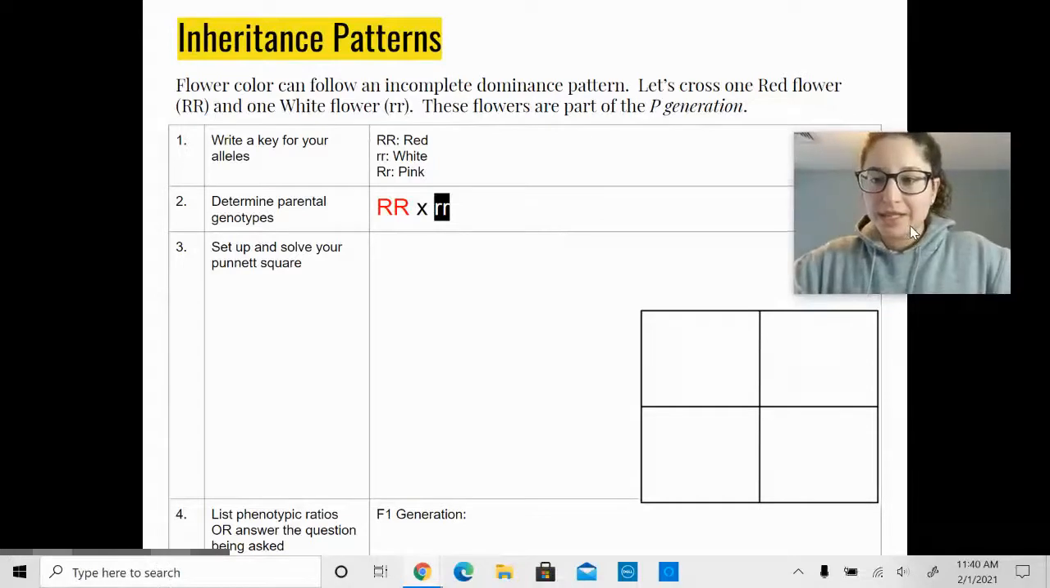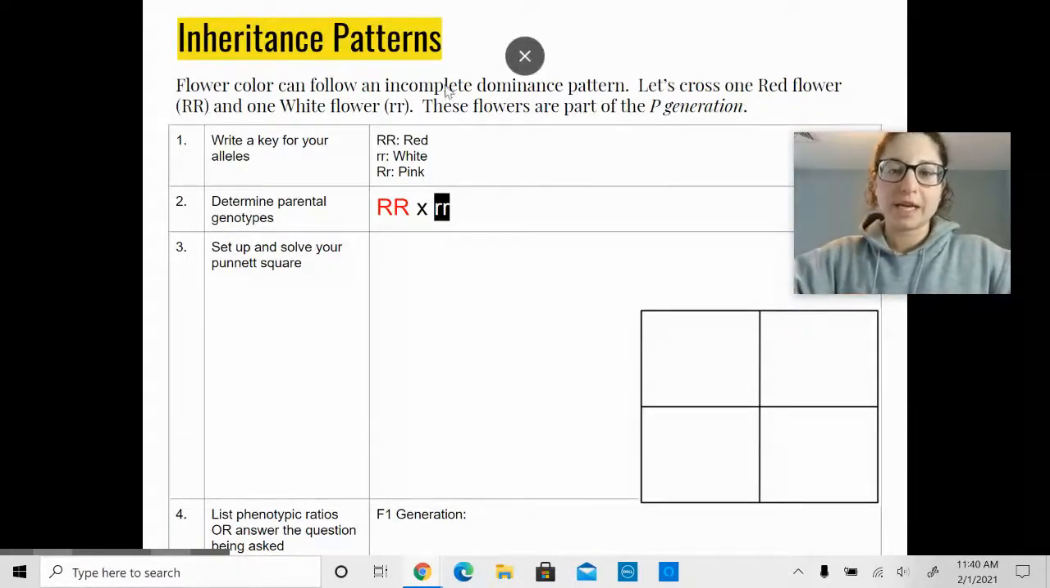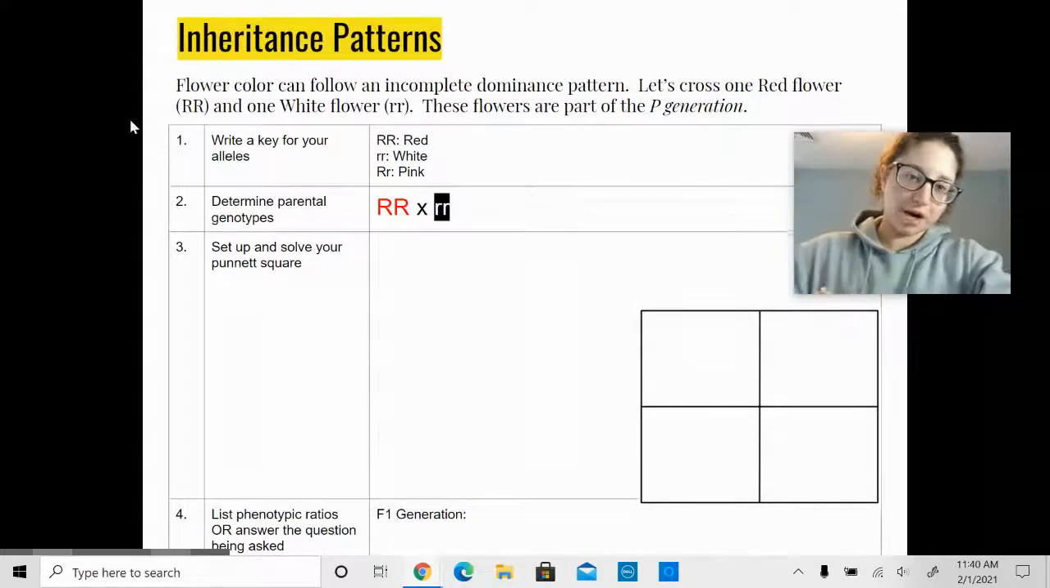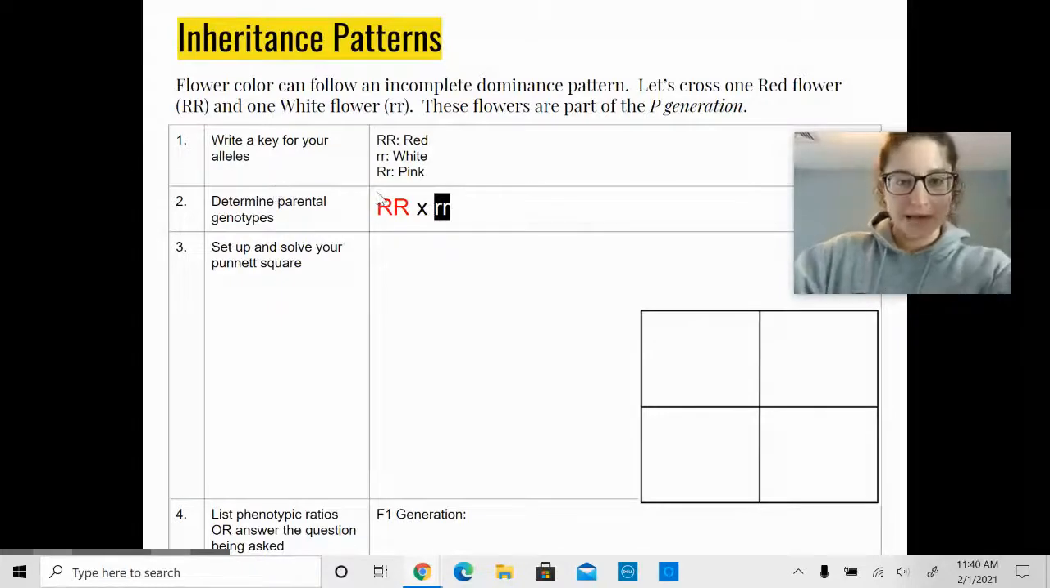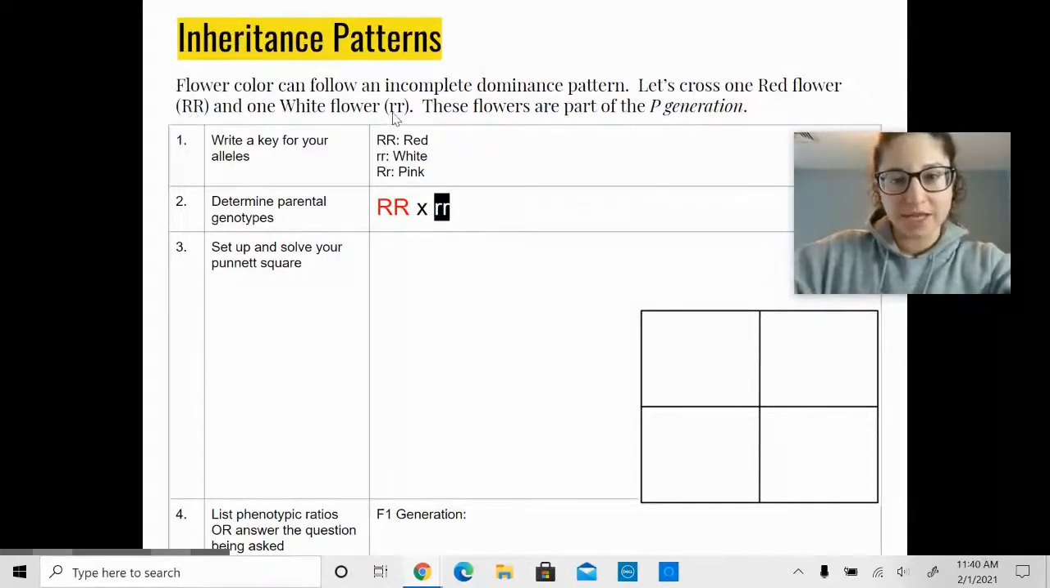So let's do this in an actual Punnett square so that we can better understand how this works. Like we said, flower color can follow an incomplete dominance pattern. So if we take a red flower, which has the genotype big R, and a white flower with the genotype little r, we have homozygous dominant and homozygous recessive.